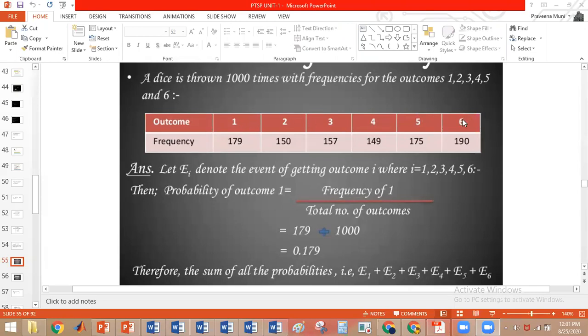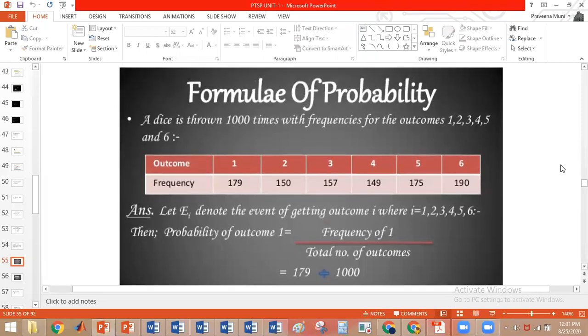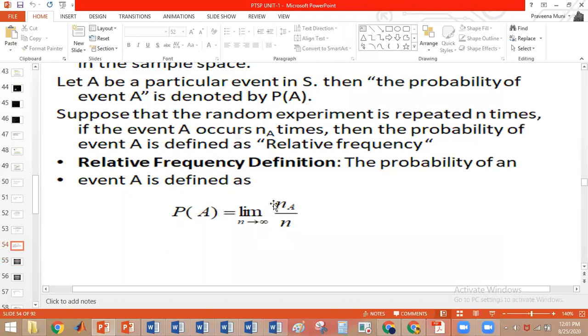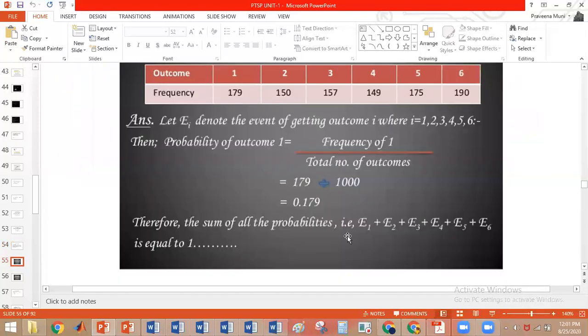These are the different outcomes we have. Then the probability of outcome 1. What is the probability of outcome 1? In the previous case we have seen, no? So the probability of outcome 1 will be the number of times that outcome 1 will occur divided by the total number of times the experiment is conducted.